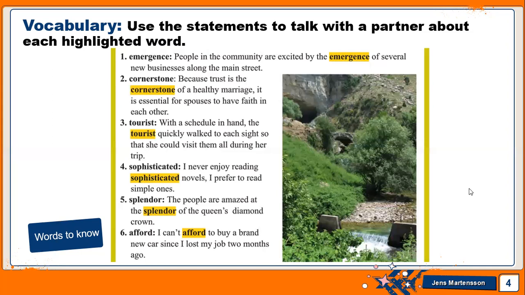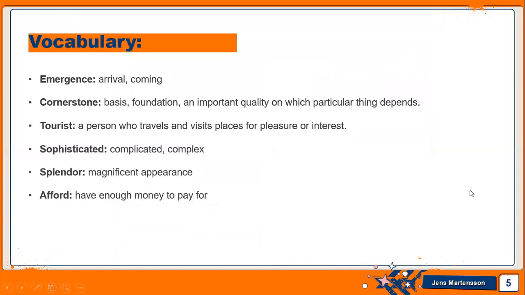Now on the next slide, we have the definitions written there in front of you directly. So here we have emergence, the arrival, the coming of something. Cornerstone, the basis of something. Foundation, it's like an important quality on which a particular thing depends. As we said, the marriage depends on trust. So it's the cornerstone, it's the basis for marriage.